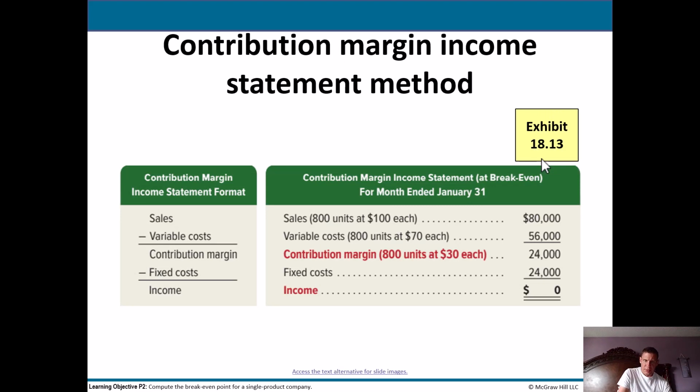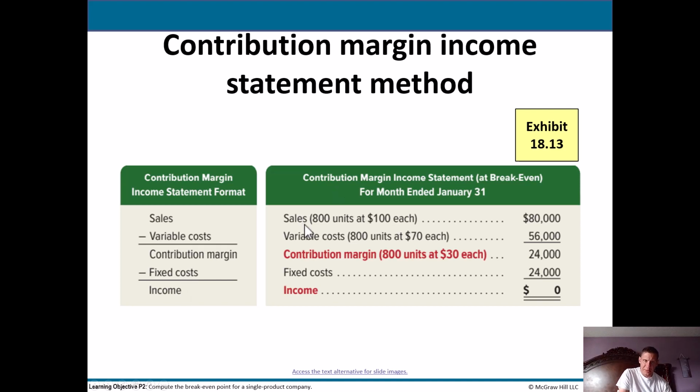Okay, this is the contribution margin income statement method. This is the one I was saying you could do thereafter to check yourself. If we plug in the numbers, first let's look at the format. In the contribution margin income statement format, you always start with sales. Then you take out all of your variable costs, which gives you contribution margin. You then subtract your fixed costs, which gives you income.